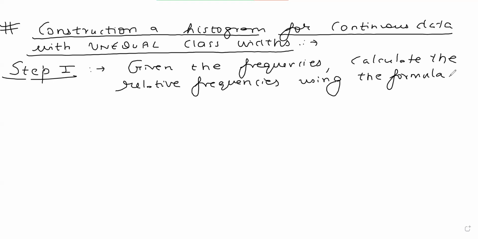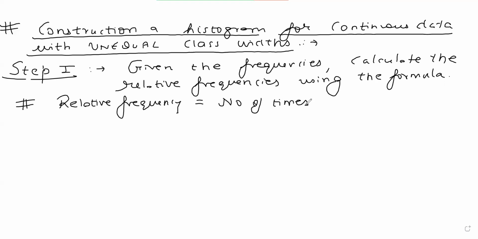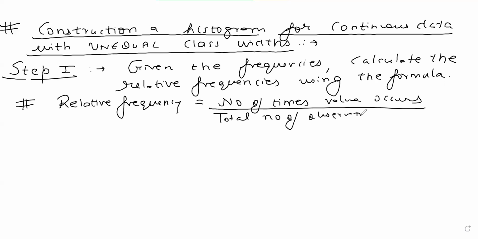Okay. Remember, I am writing it again. What is relative frequency? Relative frequency is the number of times the value occurs divided by the total number of observations. So relative frequency is the frequency of that particular class divided by the total frequency. Okay. So this is step number one. Given the frequencies, we calculate the relative frequency.